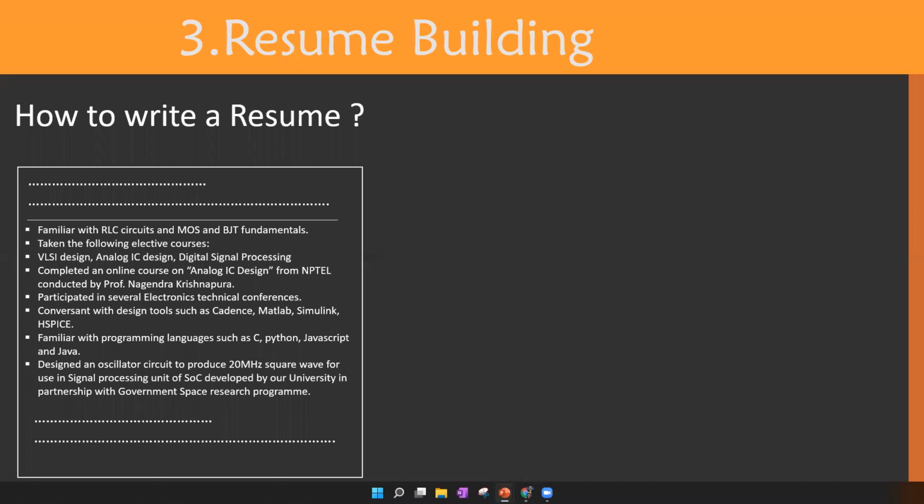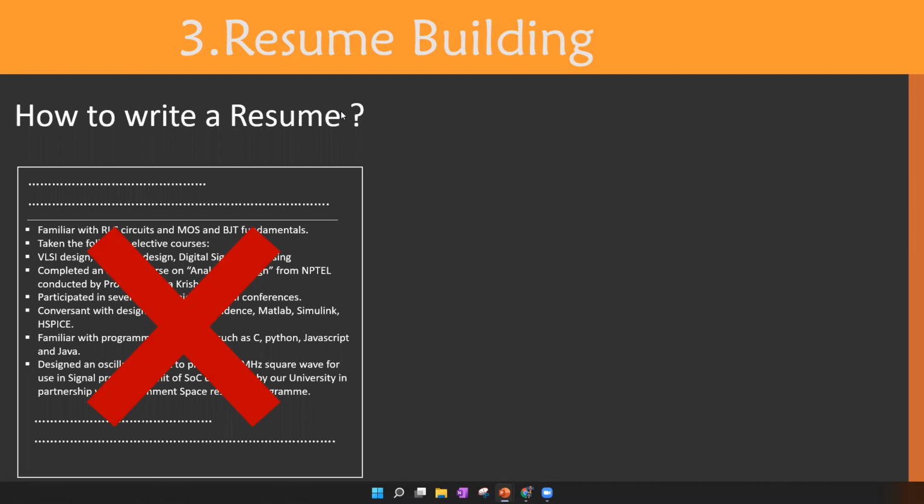But when a hiring manager looks at this resume, the first thing that he or she notices is there is nothing very concrete in this. There are many things that are said, like taken elective courses, taken online courses, but what is the outcome, right? So that is not very clear from this. So this is not a really good way of writing a resume. This is not what the hiring manager is going to be impressed with.